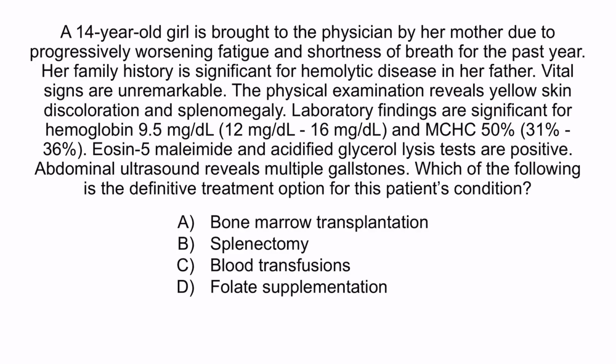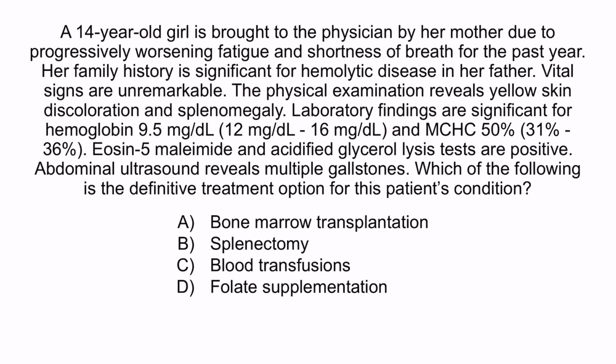A 14-year-old girl is brought to the physician by her mother due to progressively worsening fatigue and shortness of breath for the past year. Her family history is significant for hemolytic disease in her father. Vital signs are unremarkable. The physical exam reveals yellow skin discoloration and splenomegaly. Laboratory findings are significant for hemoglobin of 9.5, MCHC of 50%, and the eosin-5-maleimide and acidified glycerol lysis tests are positive. Abdominal ultrasound reveals multiple gallstones.